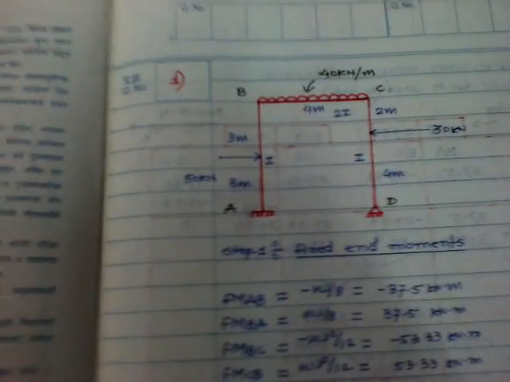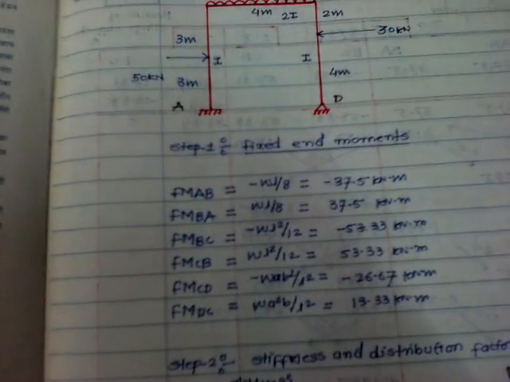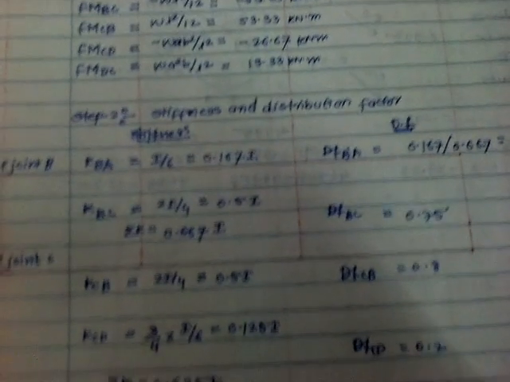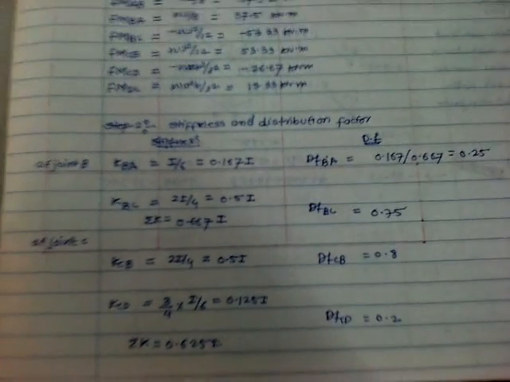It is a sway portal frame. Okay, our first step is to determine the fixed end movements. Okay, these are the fixed end movements. Then step number 2 is the stiffness and distribution factor, which is well known to all of you.